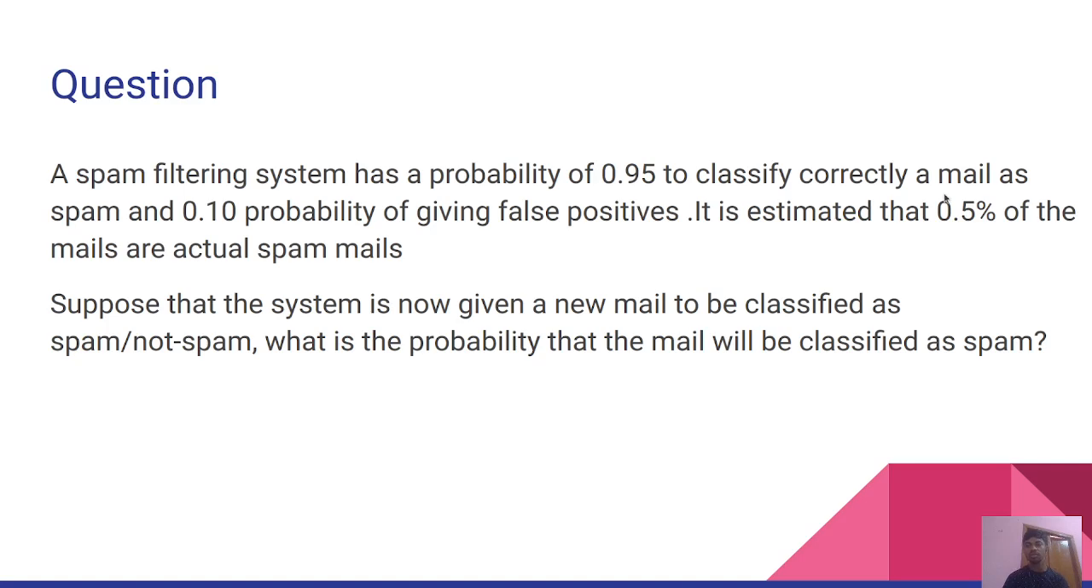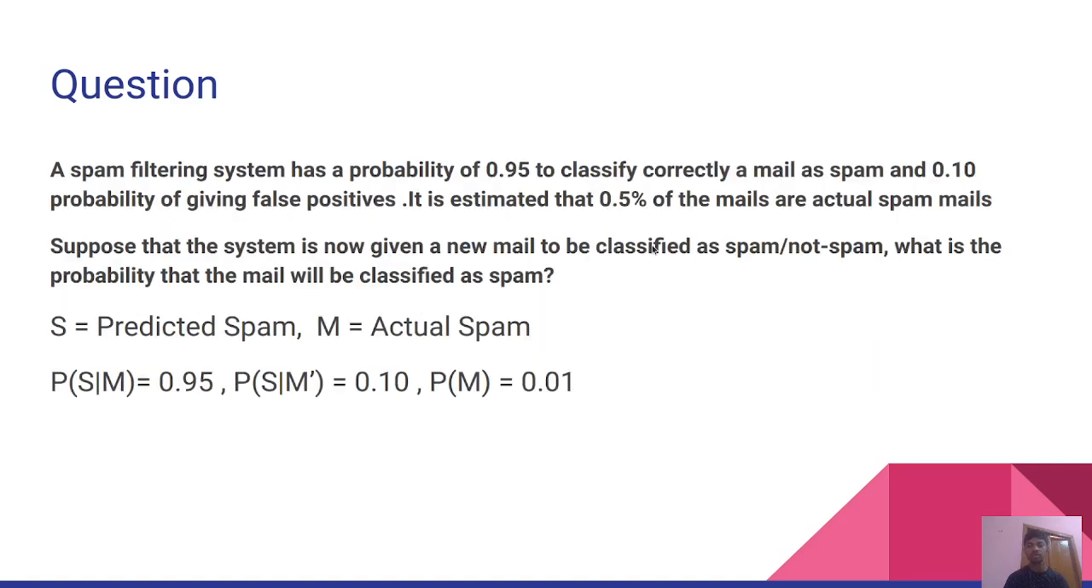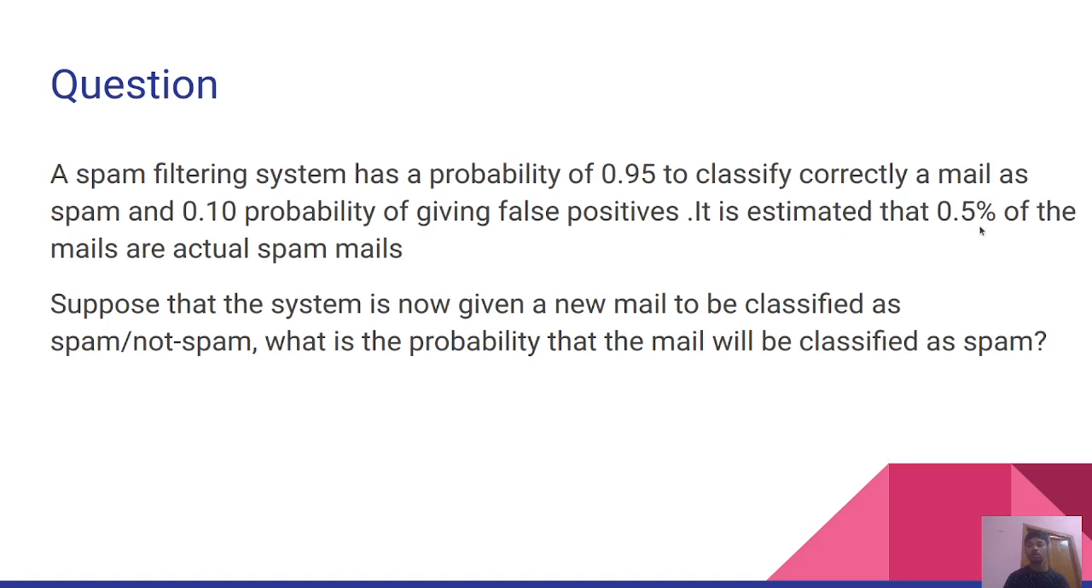It is considered that 50% of the emails are spam, and 50% of the emails are not spam. Okay, so suppose we have a new email, and what is the probability that it will be classified as spam?